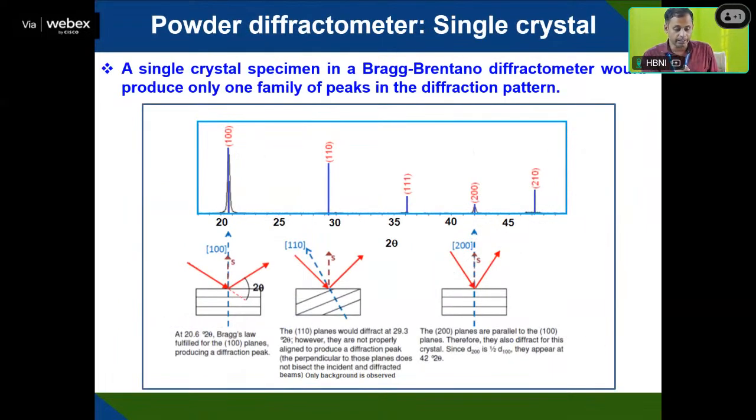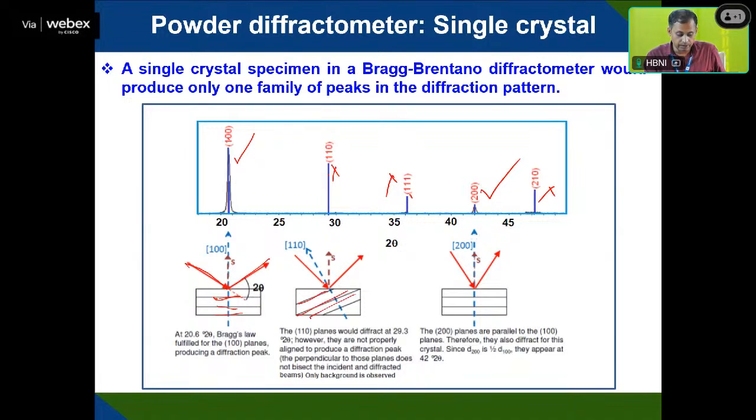If you look at the whole X-ray diffraction pattern shown here, you can see only the 100 peak and the 200 peak, whereas at 110, 111 and 210, there are no peaks. That means the 100 planes are aligned in a particular direction in a periodic array, so these X-ray beams are properly diffracted. But for the 110 plane here, you can see it's tilted.